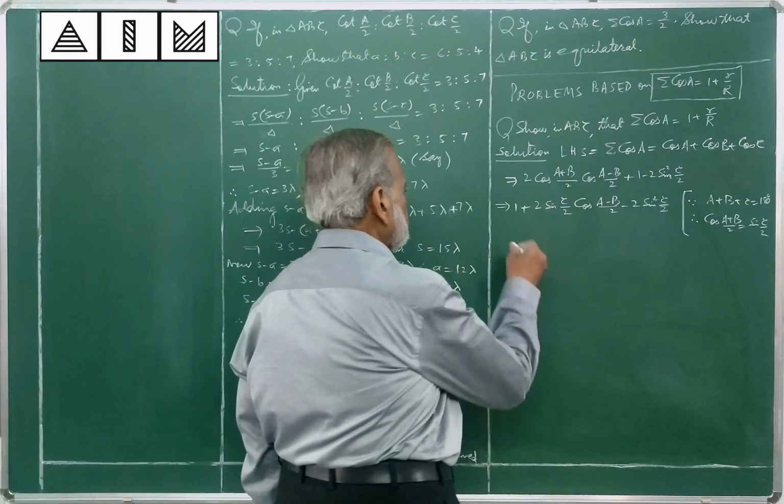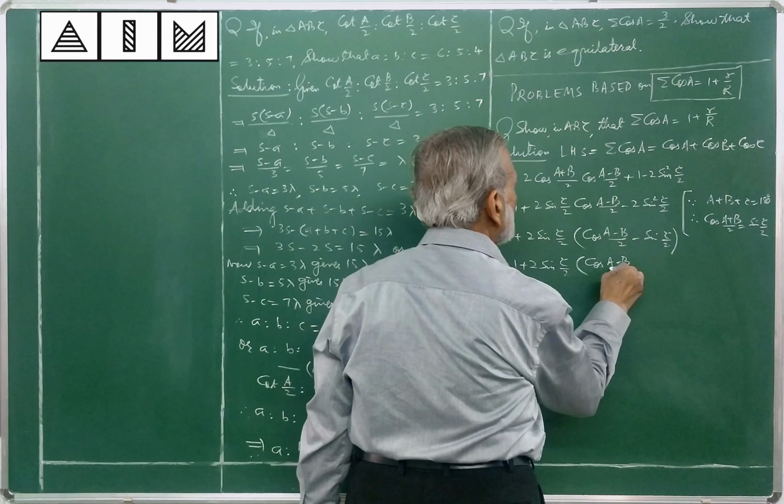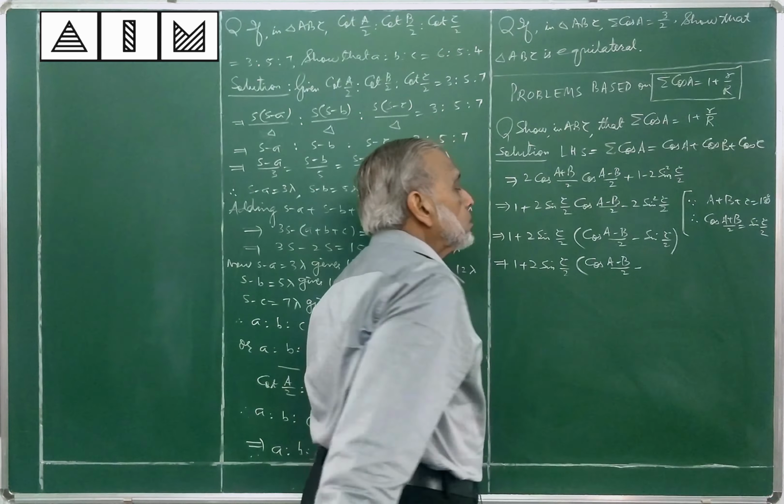2 sin C by 2 is common, leaving here cos (A minus B) by 2 minus sin C by 2. Sin C by 2 is cos (A plus B) by 2. I am returning that value here.